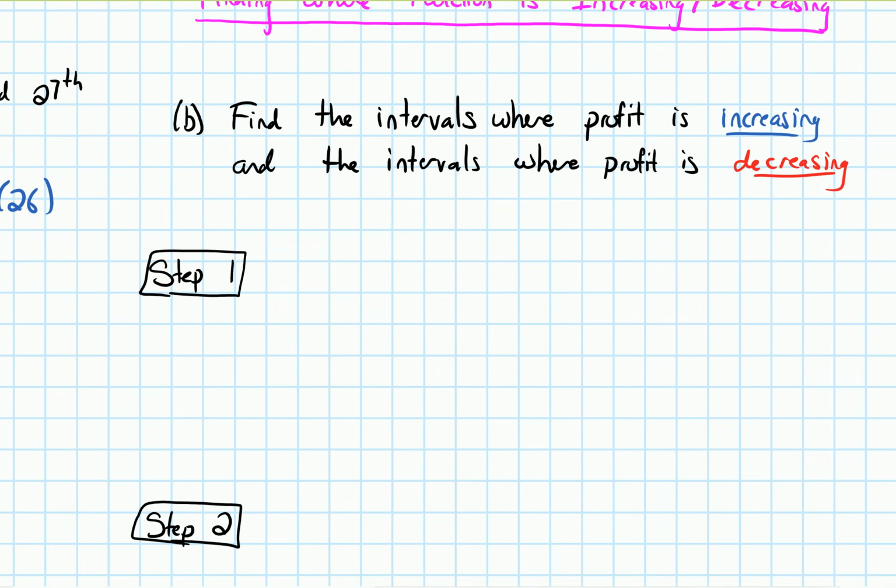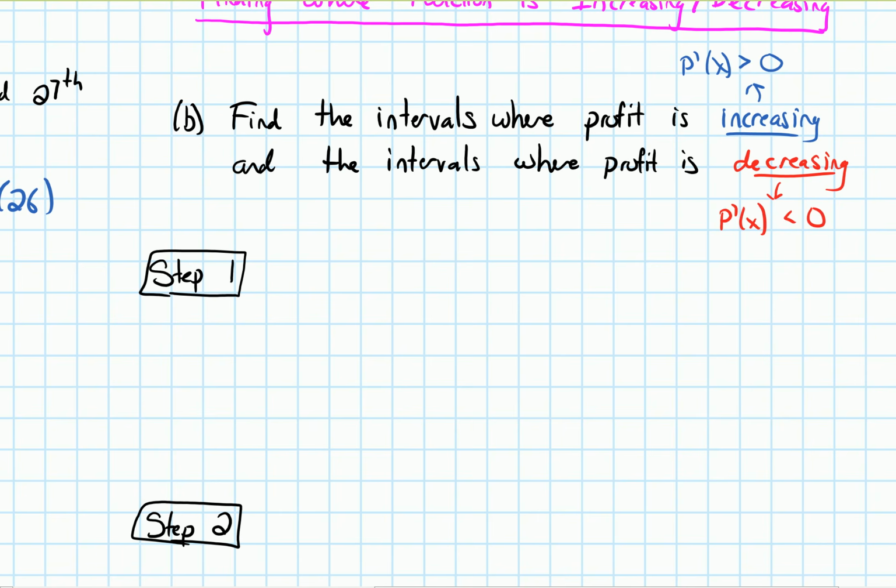I'm going to break this down into steps. But the key idea is to remember that a function is increasing when its derivative, in this case the derivative of profit, is positive. So when p prime of x is greater than 0. And a function is decreasing when its derivative, p prime, is negative. So when p prime of x is less than 0.